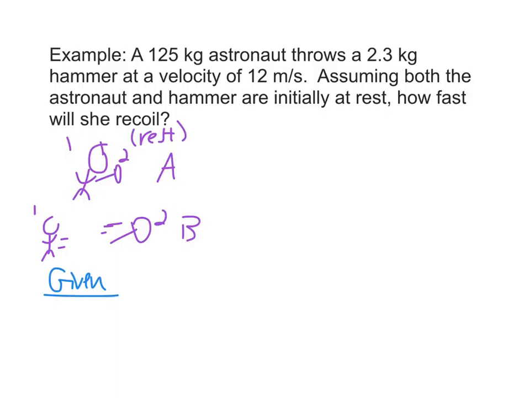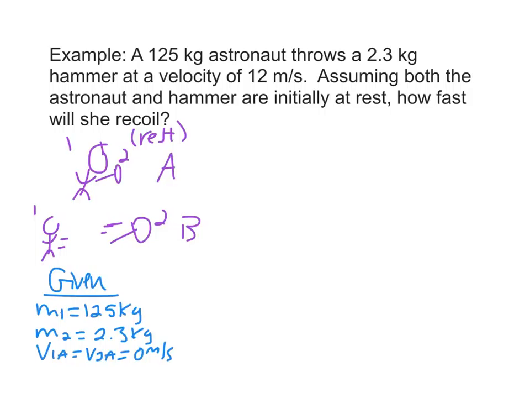Given information: mass of object 1. It does not matter what you make 1 or 2. I just chose to make the astronaut my object 1. So mass of object 1 is 125 kilograms. Mass of object 2, 2.3 kilograms. Before the collision, they're both at rest, so V1A equals V2A equals 0 meters per second. And after the collision, she throws the hammer, so V2B is 12 meters per second. And given all that, we're looking for how fast the astronaut moves. So we're looking for V1B.